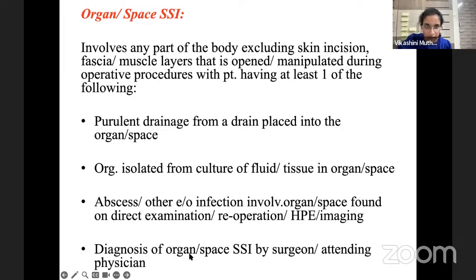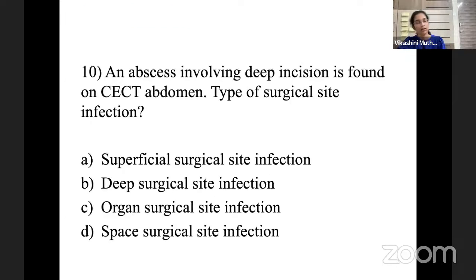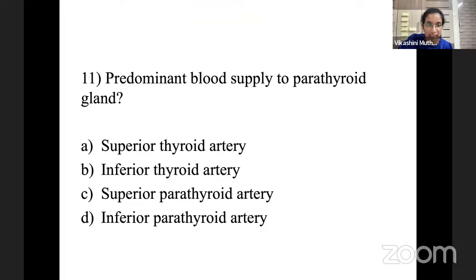So one of these 4 criteria, plus without involving skin or all those facial muscles, there should be some involvement in the organ or space. This satisfies the criteria of space or organ. So the answer for this question is deep incision, abscess seen in CECT, so it's a deep surgical site infection.